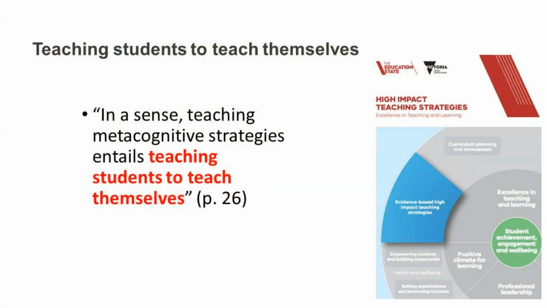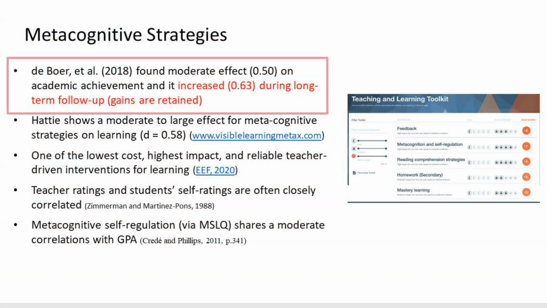The High Impact Teaching Strategies document from the Victorian Department of Education suggests that, in a sense, teaching metacognitive strategies entails teaching students to teach themselves. And I mentioned this in one of my previous videos that there are several meta-analyses and large reviews that point to the strength of implementing metacognitive interventions. And I'll get into the specifics about what you can do to improve metacognitive thinking in your classroom. But before we do, let's look at some of the evidence.